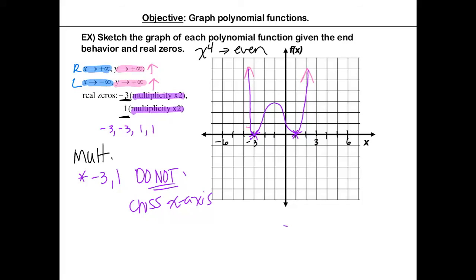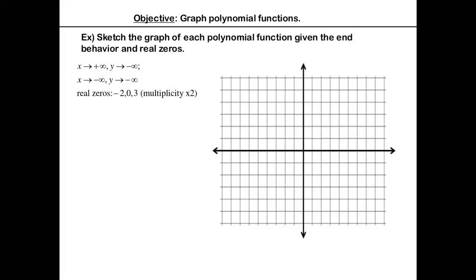All right, let's look at our next example. In our next example, I have end behavior is positive, negative, negative, negative. And my zeros are negative 2, 0, and 3, but 3 has multiplicity, okay? Only the 3 has the multiplicity. So I have a negative 2, a 0, and the 3 has multiplicity.